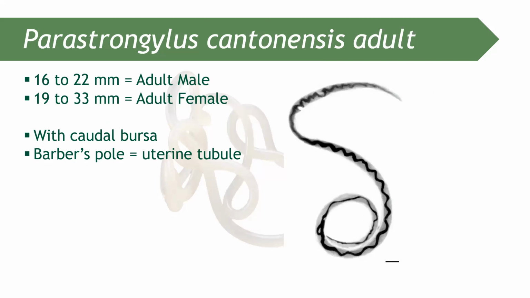Okay? Now remember that the female is typically 19 to 33 micrometers while the male is 16 to 22 micrometers, no? With caudal bursa and sometimes referred yung adult niya as barber's pole. Kung makikita mo yan, yung parang umiikot, yan. Barber's pole. Okay? Take note, again, yung first larval stage of Parastrongylus cantonensis is found sa rodents. Kaya nga ang tawag natin sa kanya is the rat lungworm.